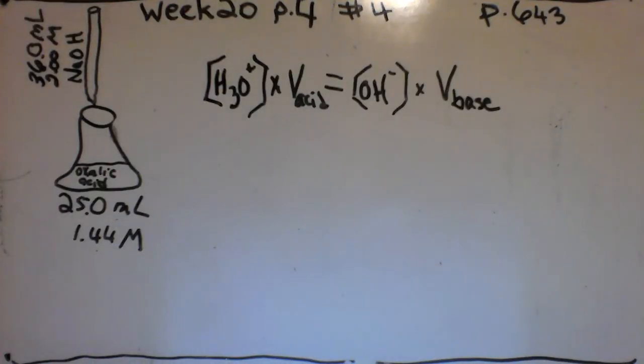This is week 20, page 4, number 4, which is written on page 643 of your textbook. Oxalic acid is a poisonous colorless acid used in dyes and bleaches. In an acid-base titration, 36.0 milliliters of 2.00 molar sodium hydroxide completely neutralized 25.0 milliliters of 1.44 molar oxalic acid. From these data, is oxalic acid a monoprotic, diprotic, or triprotic acid? Explain.